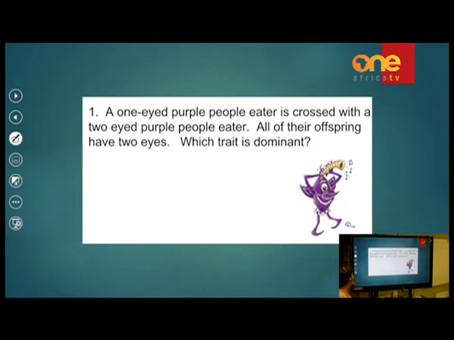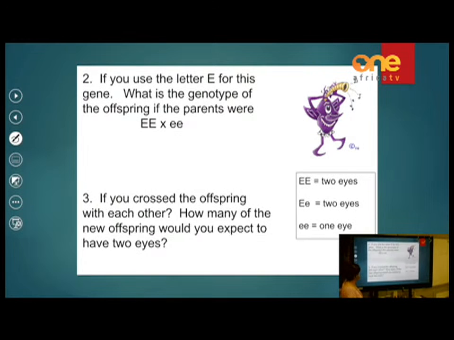Let's see if you can work this out. A one-eyed purple people eater is crossed with a two-eyed purple people eater. All of their offspring have two eyes. Which trait is dominant? I agree, the two eyes will be dominant, definitely. If you use the letter capital E for this gene, what is the genotype of the offspring if the parents were capital E, capital E, crossed with small e, small e? So what does this mean? Homozygous, two eyes, and homozygous, one eye. What is the genotype of the offspring?